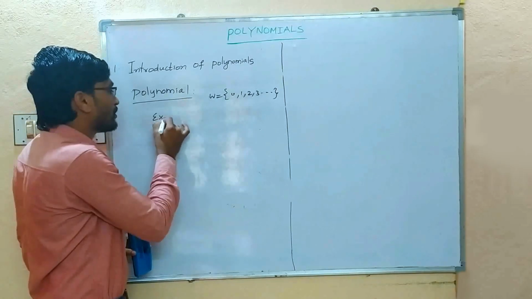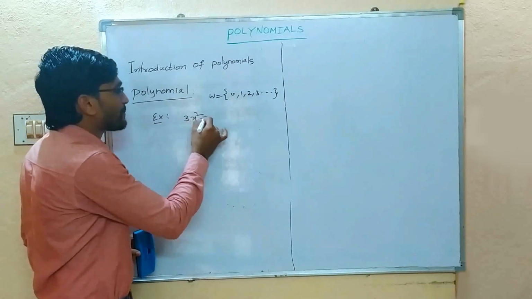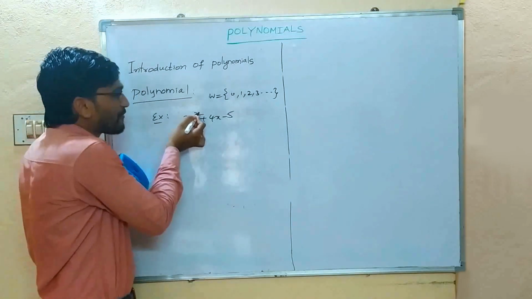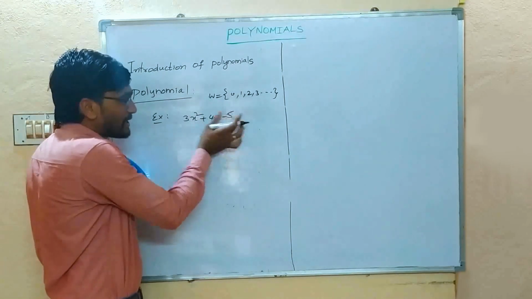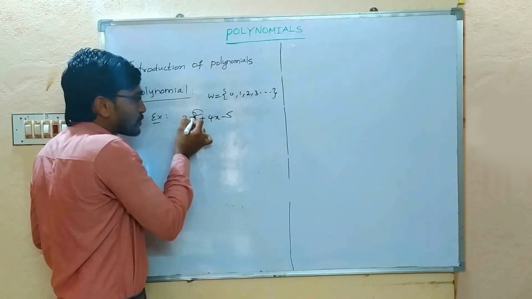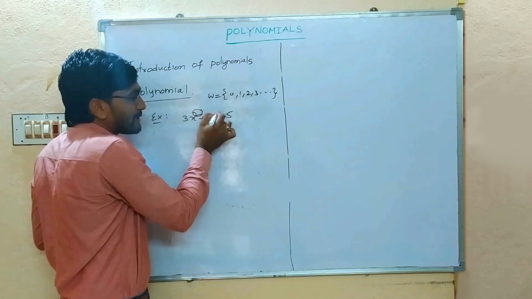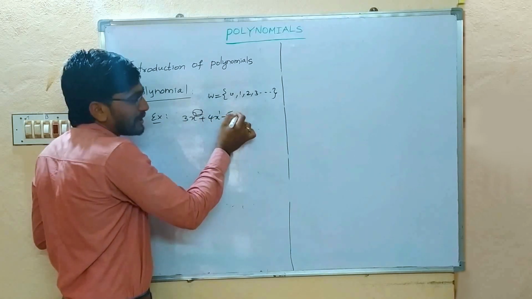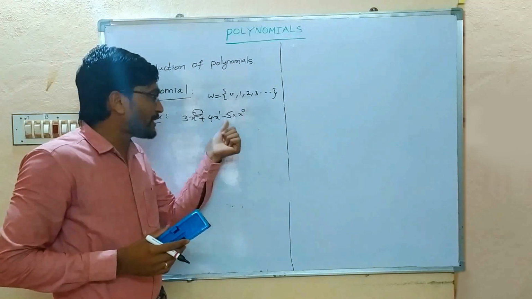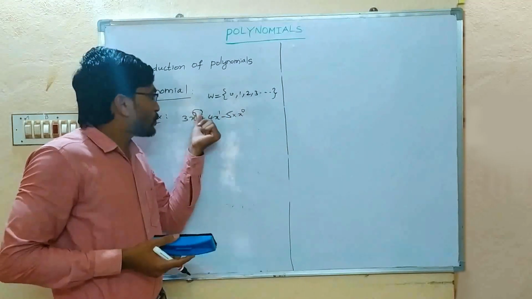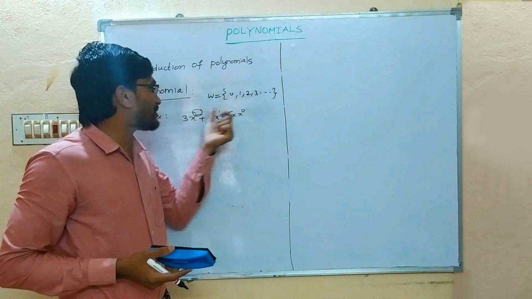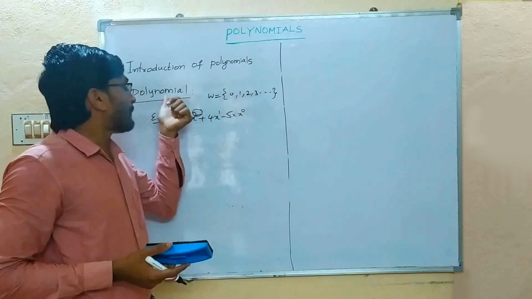For example, 3x square plus 4x minus 5 is a polynomial, because it is an algebraic expression in which the powers of variables are non-negative integers. Here the power is 2, here the power is 1. Here there is no power, that means I can write that as x power 0. X power 0 is nothing but 1, and 1 into 5 is 5. So 2, 1, 0 are nothing but whole numbers. So it is a polynomial.